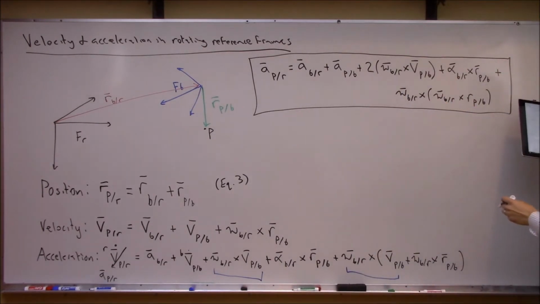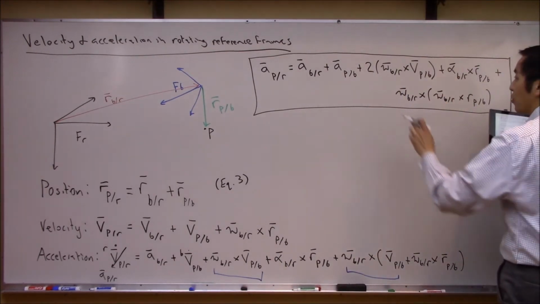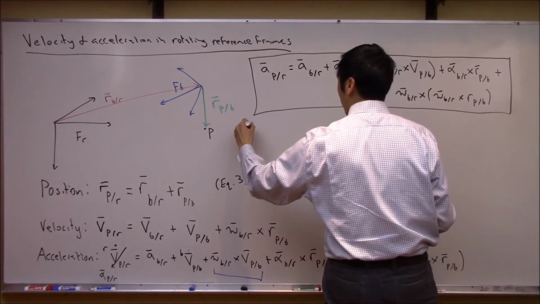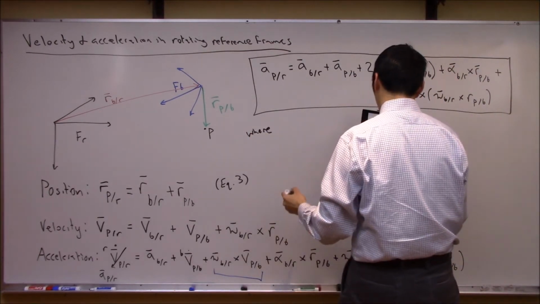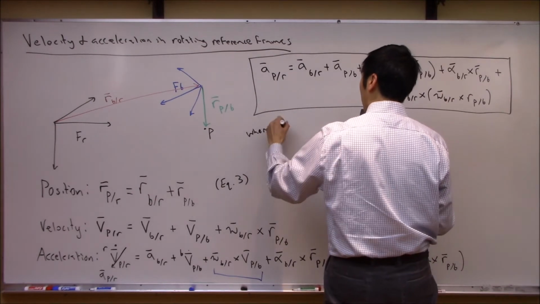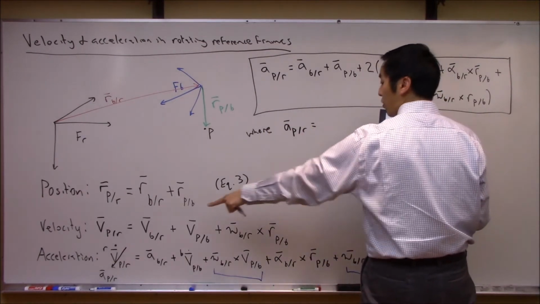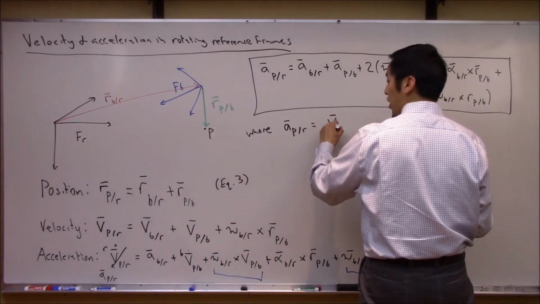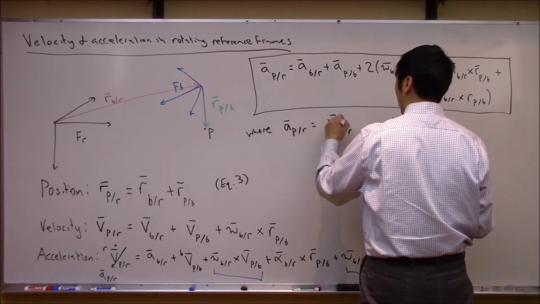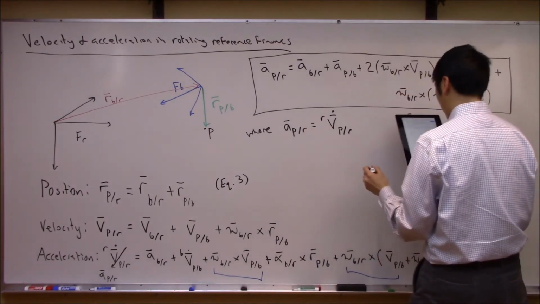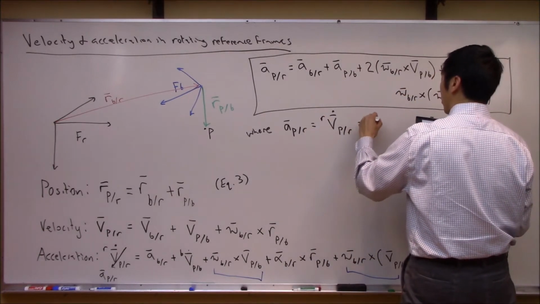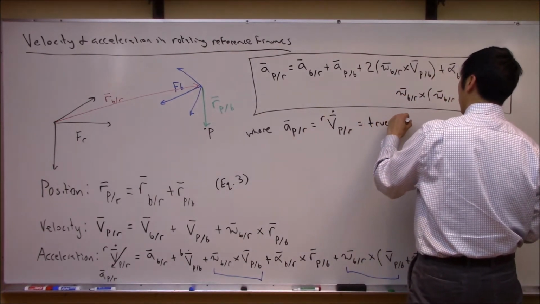Now let's talk about what each one of these terms is. This first term, a_P with respect to R, is the same thing as we said earlier: the time rate of change of the velocity of P with respect to R from the reference frame here. This is sometimes referred to as your true acceleration.